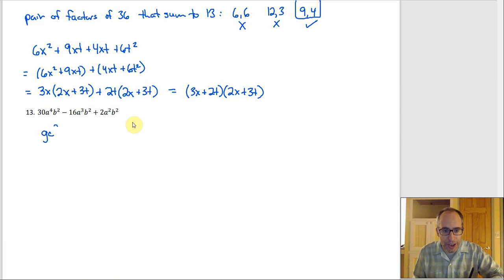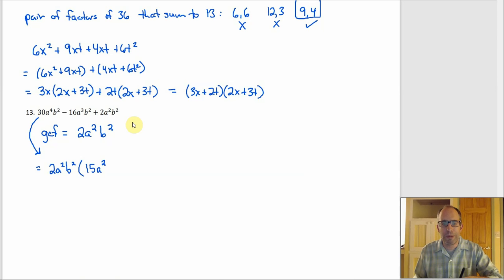All right, so our GCF looks like it would be 2 for the coefficients, and then an a squared for the a's, right? Because we had an a to the fourth, a to the third, a squared. And then there's a b squared in all three of those, so we could factor that out too. All right, so if we're going to rewrite this, we would have 2a squared b squared times, let's see, from the first term, we'd be left with a 15a squared, right? Since a squared times a squared is a to the fourth. And then that b squared is already taken care of. All right, then minus 8a, right? And then plus 1.